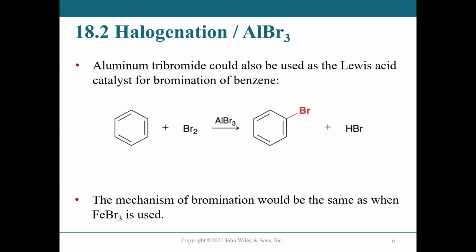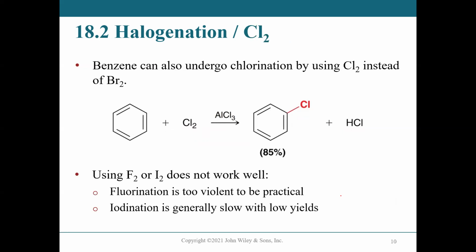So aluminum tribromide could also be used as a Lewis acid catalyst for the bromination of benzene. The mechanism for the bromination would be the exact same. So here we have the substitution of the bromine. Here we have the substitution of the chlorine.